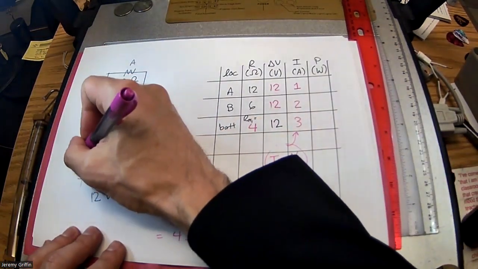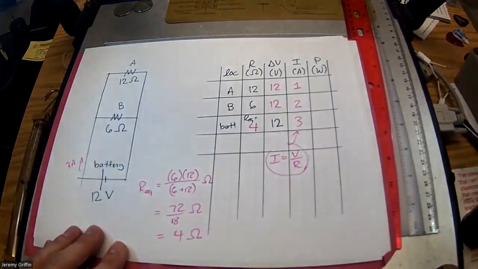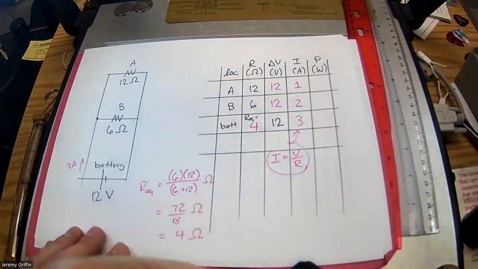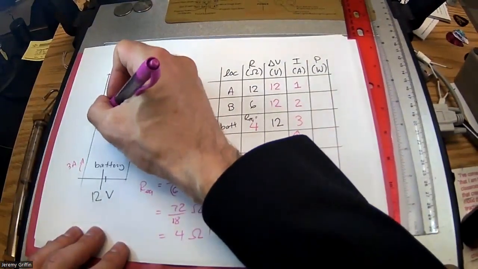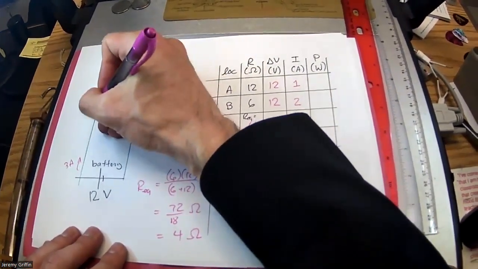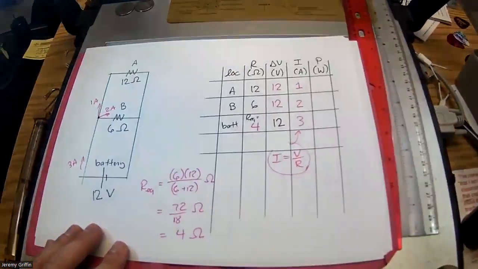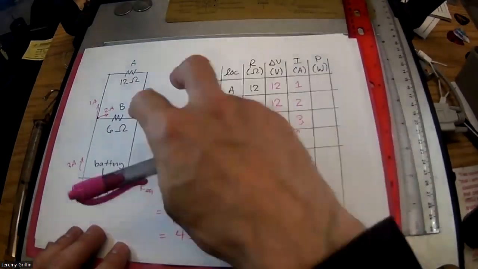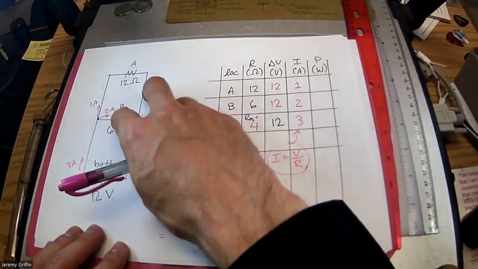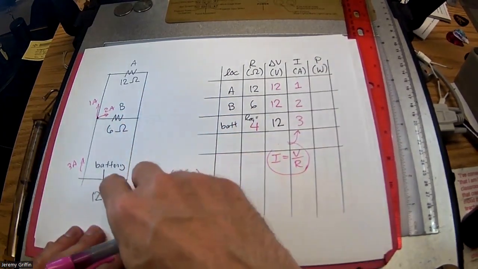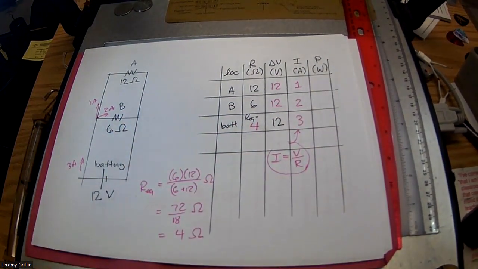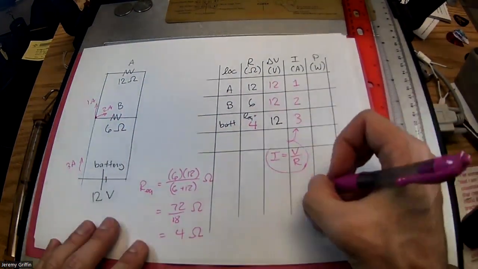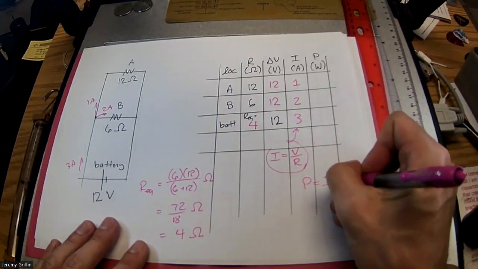So I have 3 amps leave the battery. Then it hits this junction and the current splits. And 2 amps go through the small resistor and only 1 amp goes through the large resistor, right? And then it all combines back together, and the 2 down this branch and 1 down this branch make 3 amps again. Back to the battery. And power is current times voltage.